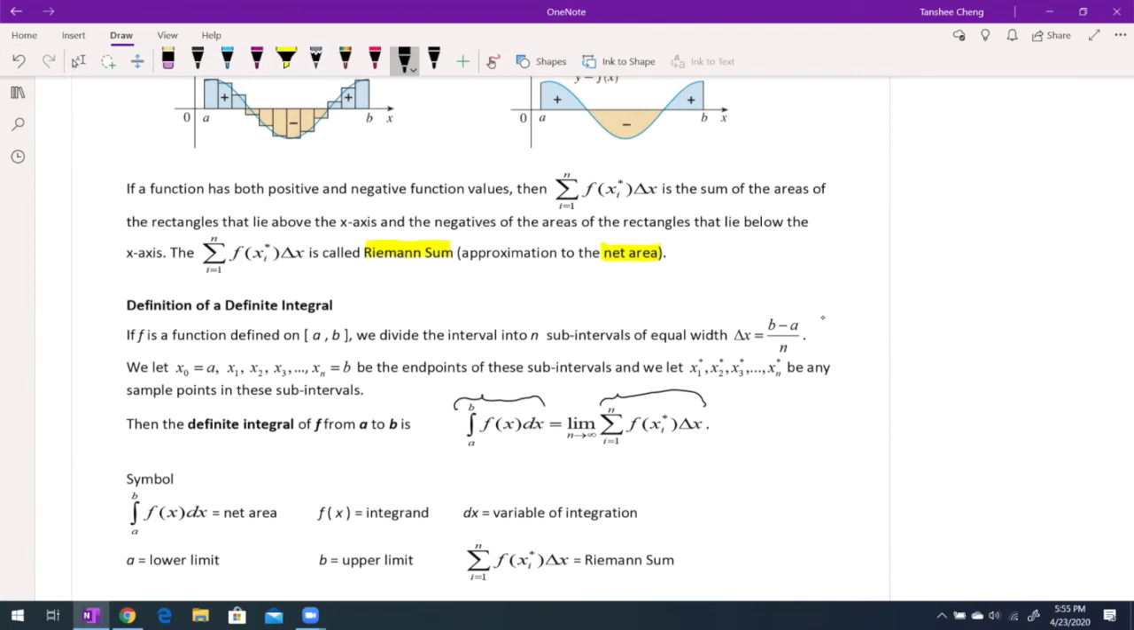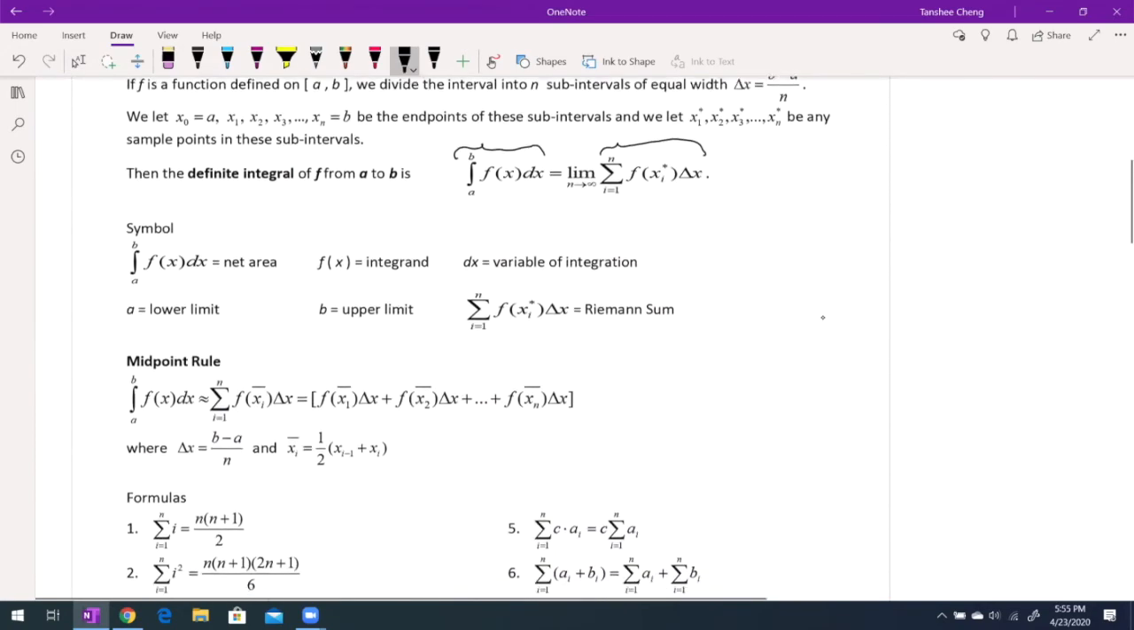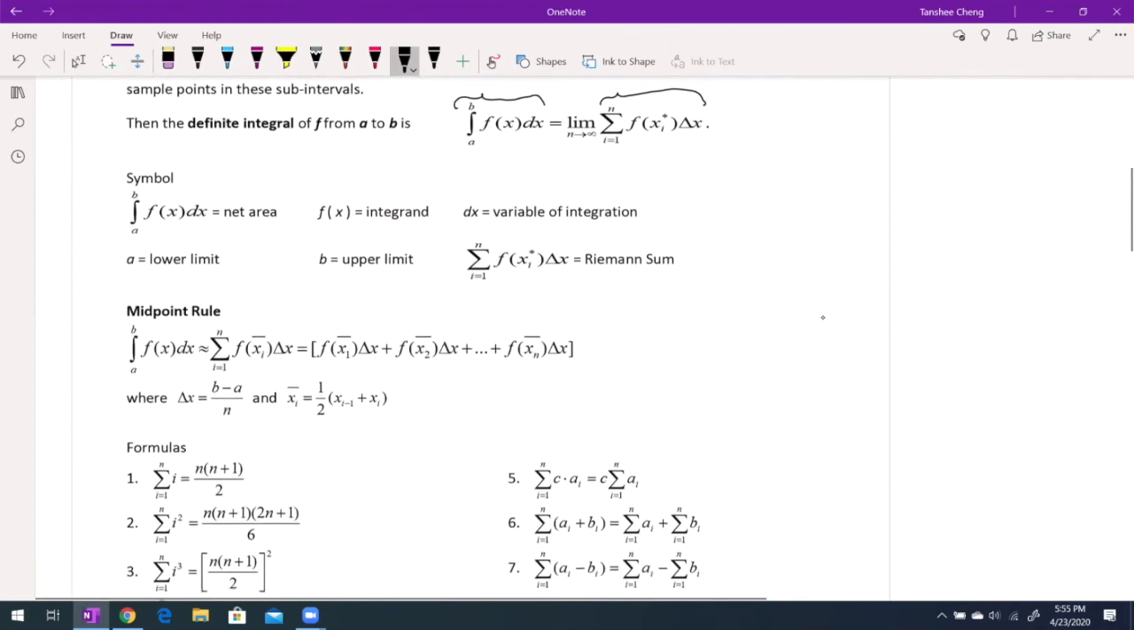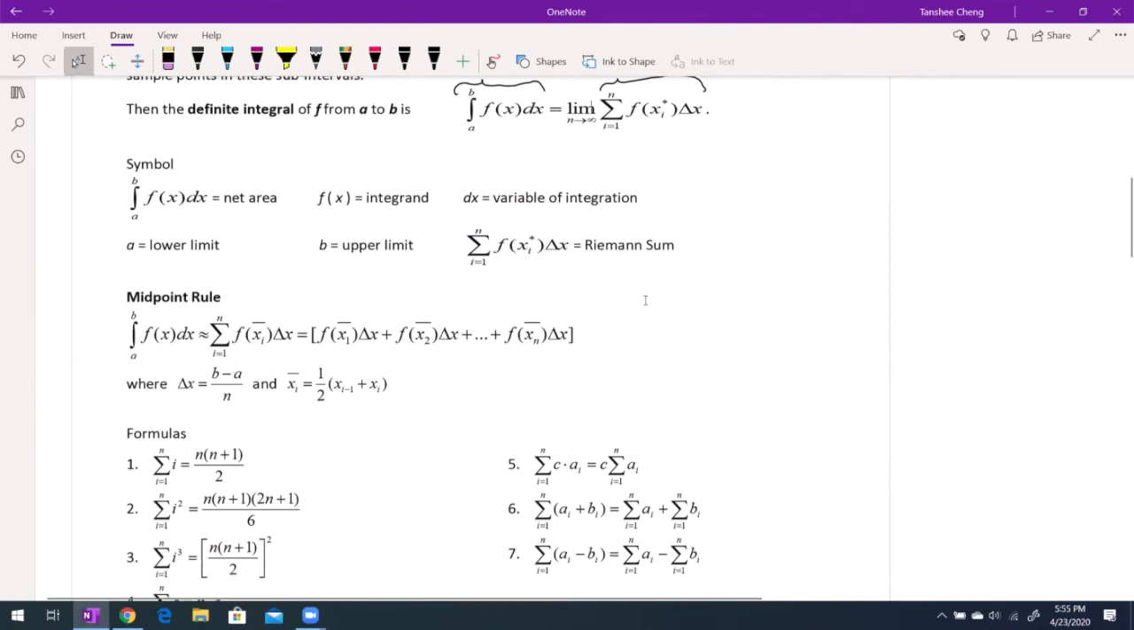Are we all okay with this? Now, this net area, which is the definite integral, can be approximated with the midpoint rule that we talked about before, and the left endpoint and right endpoint rules also. What we want to find out is not the approximation part. We're going to do a couple of examples of approximation again, but mainly what we want to find out is what the exact value is going to be.